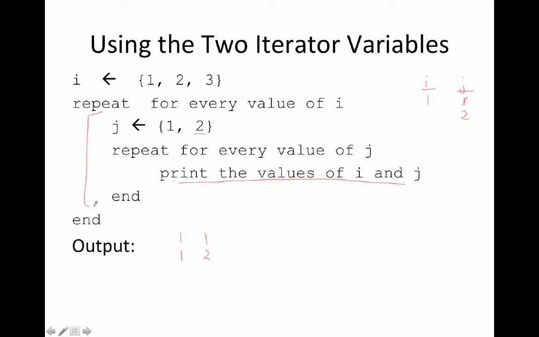So now we've executed the action of the outer loop, and now i is going to get its next value 2, j is going to get the value 1, so we're going to print the value of i, which is 2, and j, which is 1. Then j gets the next value 2, and we're going to print i is 2 and j is 2, and then i gets its final value 3, j gets the first value 1, we're going to print i, which is 3, and j, which is 1. Then j gets its second value 2, and we're going to print i is 3 and j is 2. And now finally we've gone through the entire thing and we're done with the nested loop.